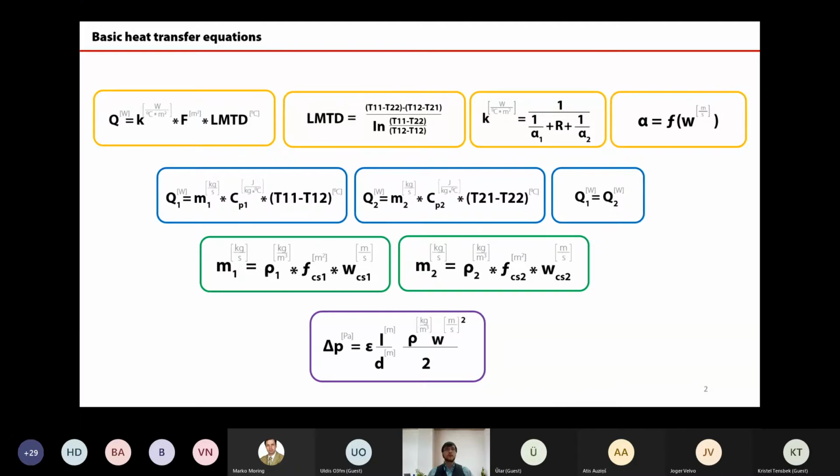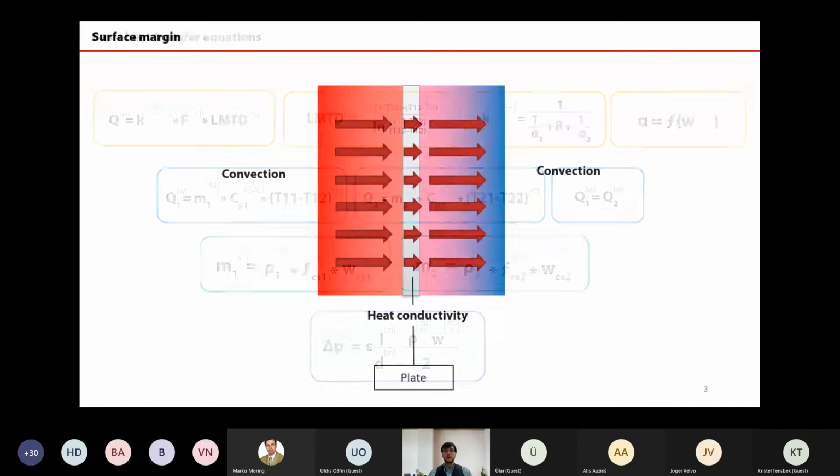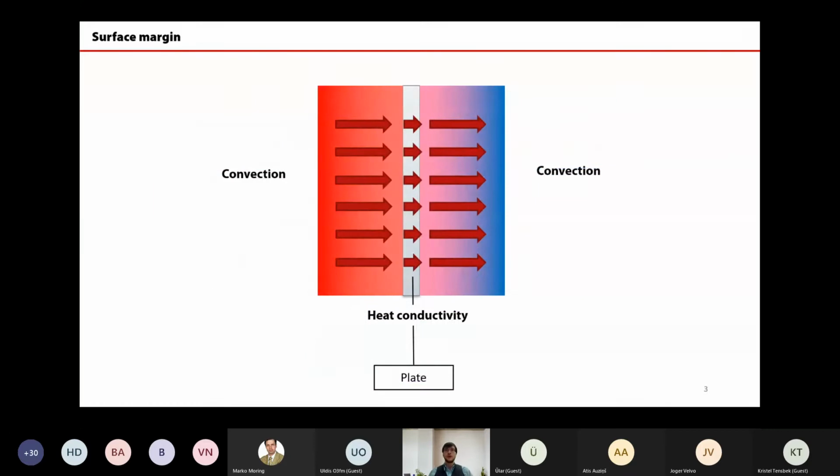So now, after we refreshed these basic equations, I'm going to tell you specifically about surface margin: how it appeared as a demand in district heating networks, why it appeared, and how this surface margin behaves in plate heat exchangers specifically.